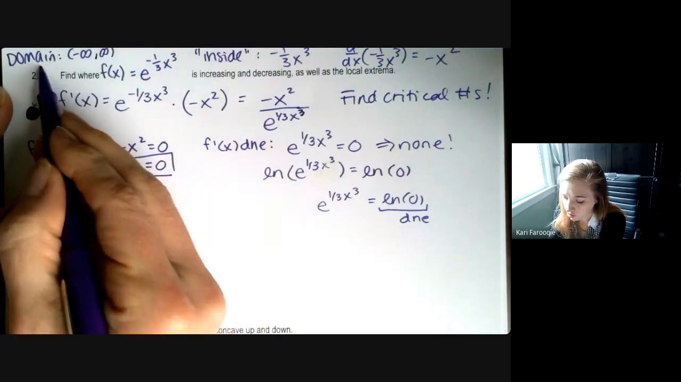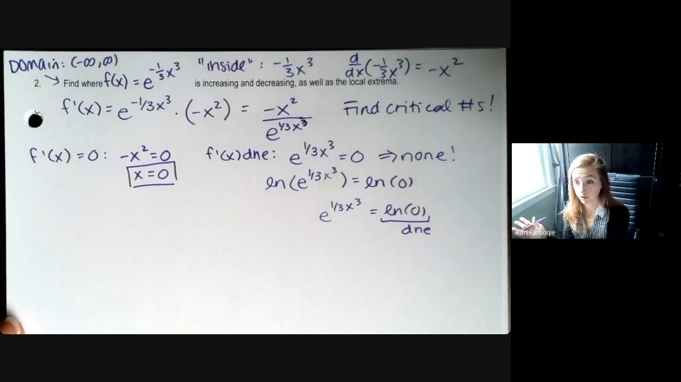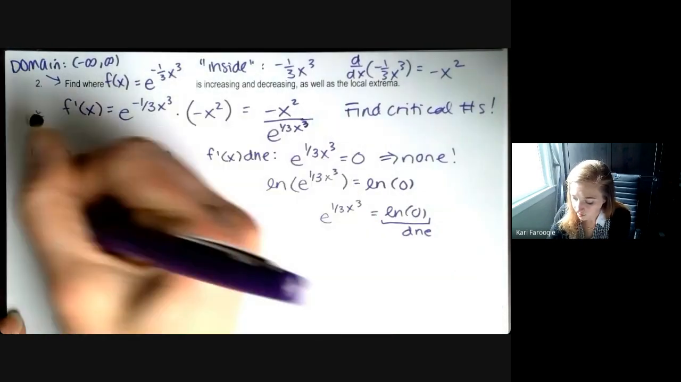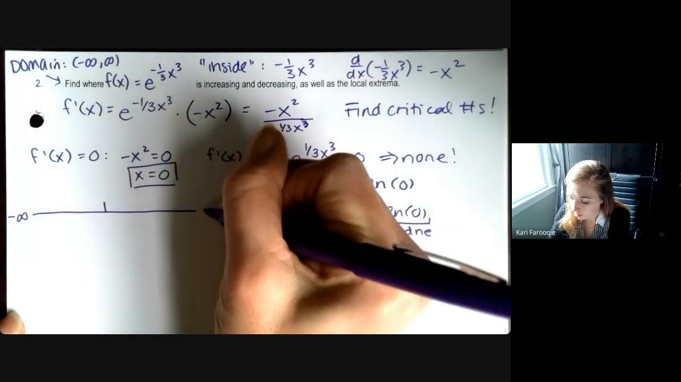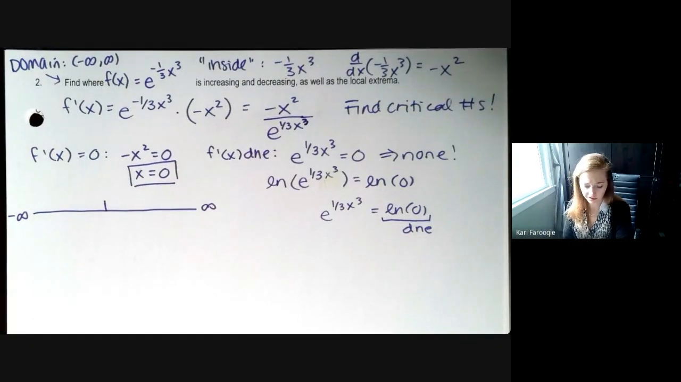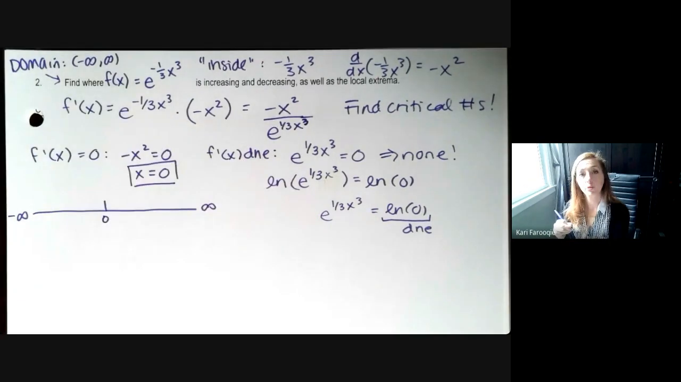Your exponential expression can be evaluated for any exponent. So e can be taken to any number and yield any number. So e to the negative 1/3 x cubed has a domain of all numbers. So that means when you do your sign analysis, this is officially heading all the way down to negative infinity and all the way up to positive infinity. We're going to chop that off at 0 because that's our critical number.